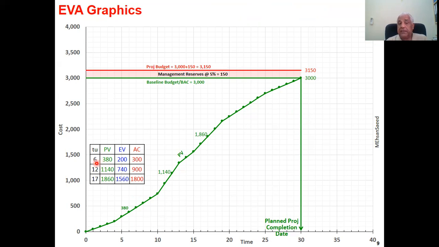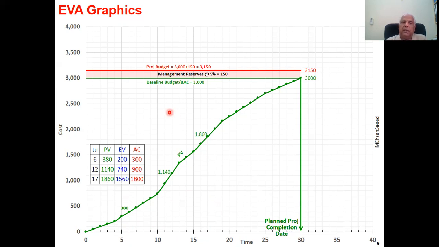This is the data from the 3 earned value analyses. We first did data when activity A was completed after 6 days, then when activity B completed after 12 days, and when C and G had completed after 17 days. These were our planned values, these were our earned values, and these were the actual costs. We have already plotted planned value, and on these days 6, 12, and 17, the values 380, 1140, and 1860 are indicated.